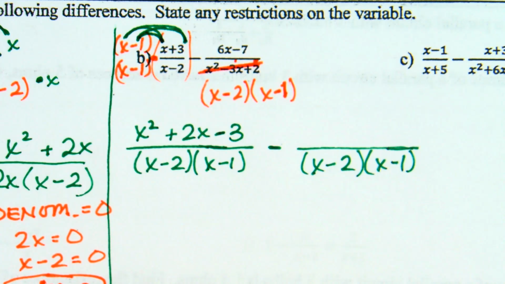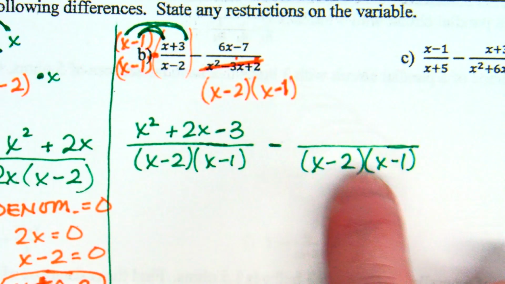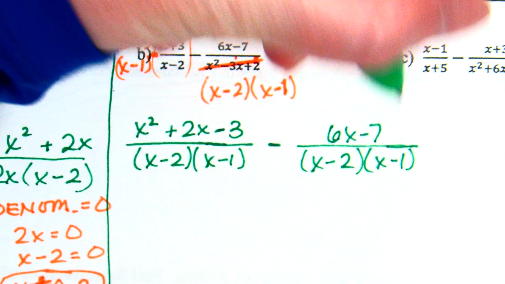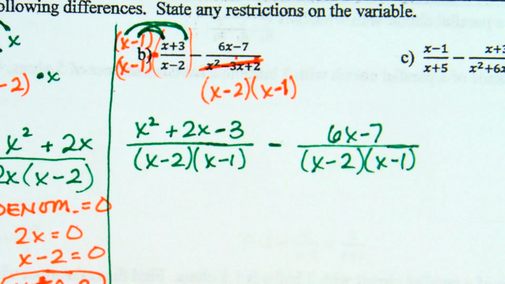Okay, got my minus. My second fraction. How do we get the common denominator? It's already there, isn't it? So if my common denominator is already there, what do we have to do to the numerator? Nothing, just carry it down. 6x minus 7. Okay?